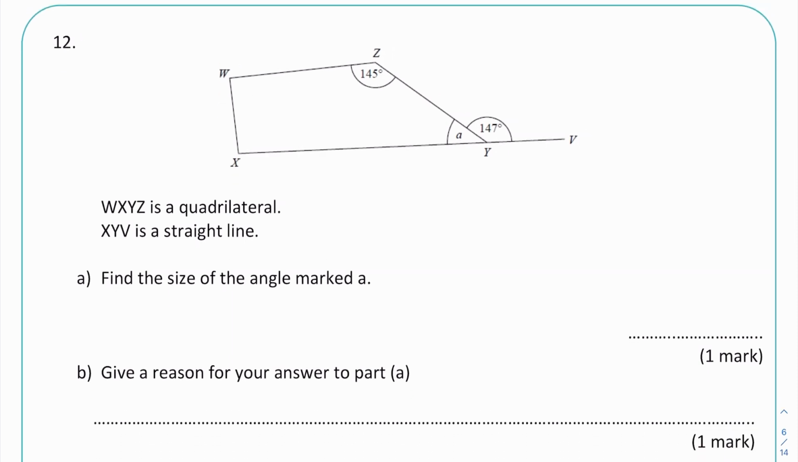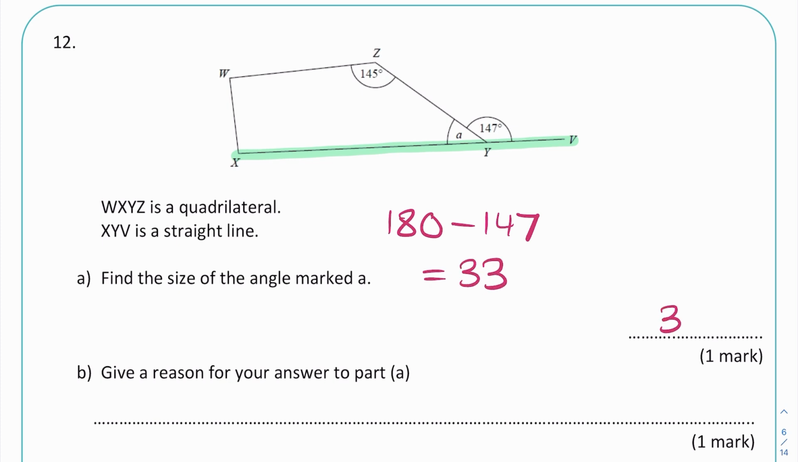On to question 12. Okay, so question 12 says WXYZ is a quadrilateral and XYV is a straight line. So XYV is this line here. It says find the size of angle marked A, which is marked on the diagram. Now we know that angles next to one another on a straight line add up to 180. So to find angle A, we would do 180, take away 147. Again, we've got a calculator, so let's type it in, even though that's not overly difficult to do, but that gives us the answer 33 degrees.